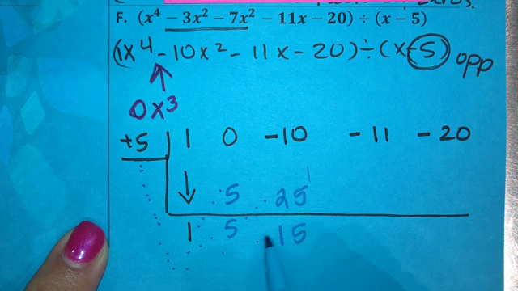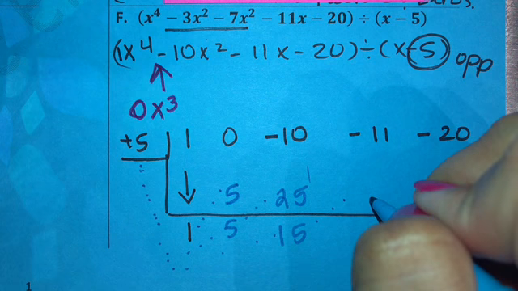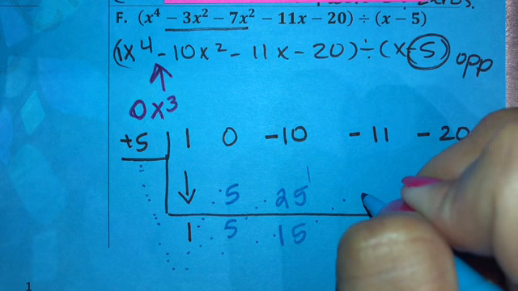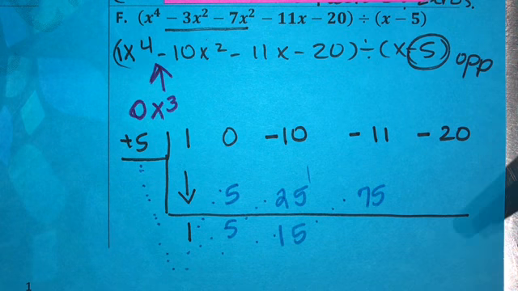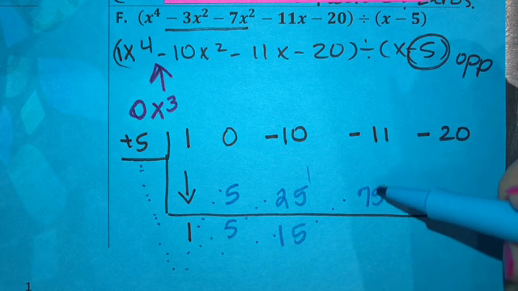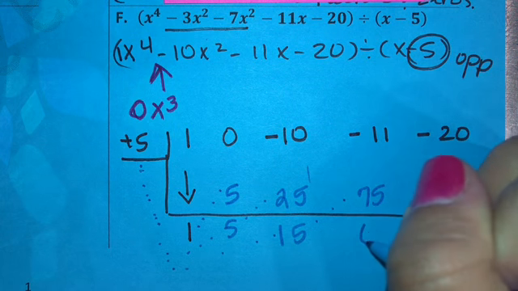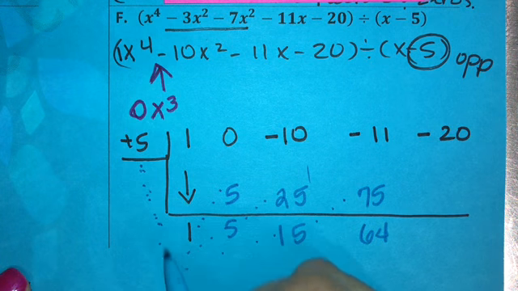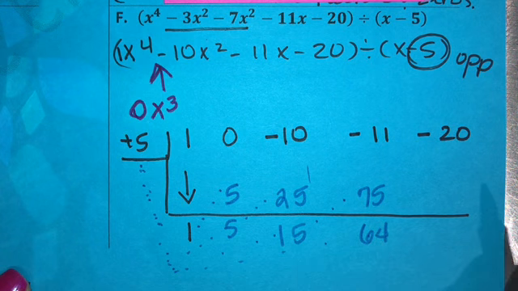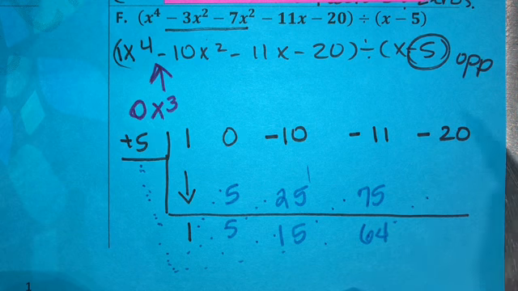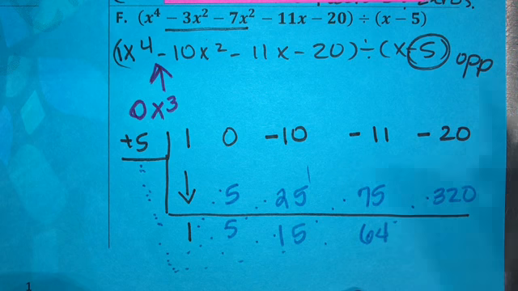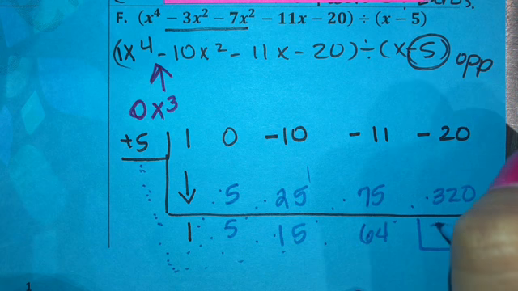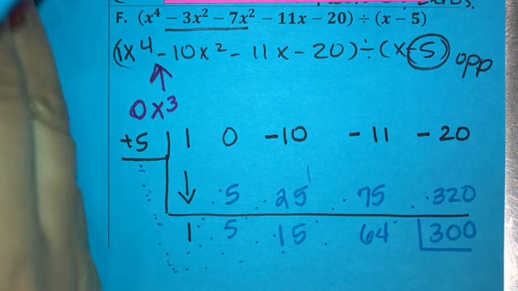5 times 15 is going to give me 75. And then the sum of 75 and negative 11 is going to be 64. And then you're going to go 5 times 64. And then what does that give me? 5 times 64 is 320. So my remainder is going to be 300. So let's go ahead and write this out.